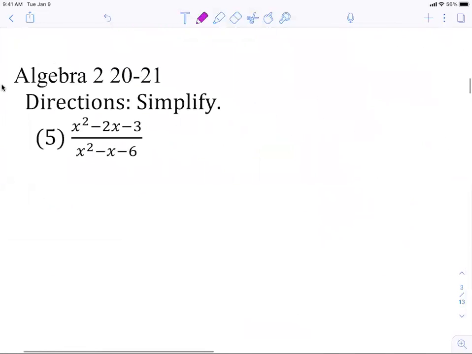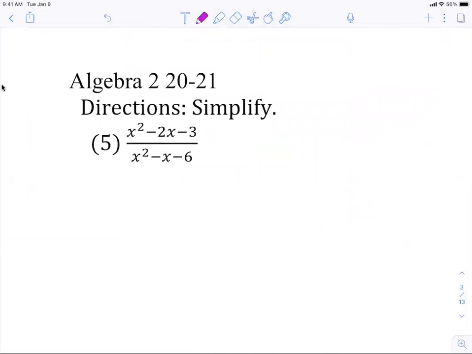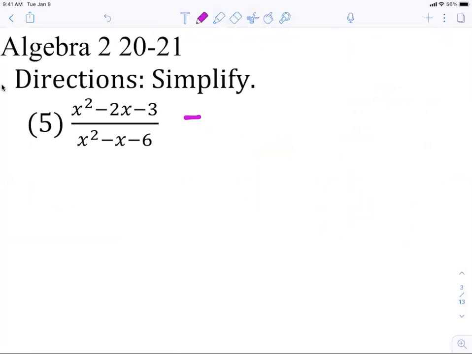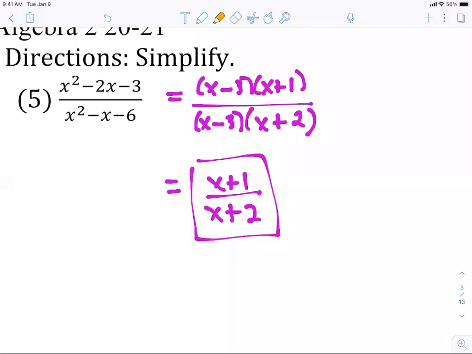So what I want you guys to do right now, I want you guys to practice factoring. First, if you want to just start with factoring the numerator and denominator on this one, then pause your video now, and then you'll get to see the correct answer in just a moment. All right, final answer, you should have x plus 1 all divided by x plus 2.